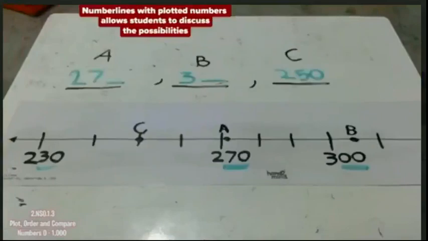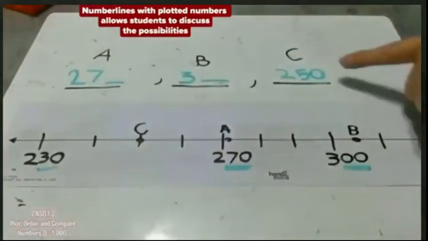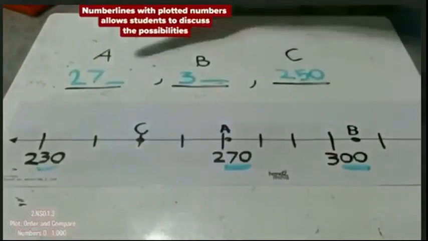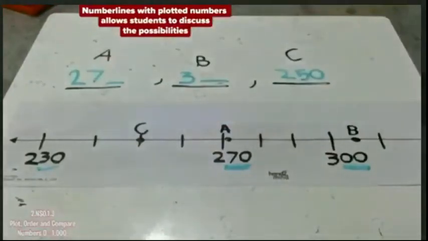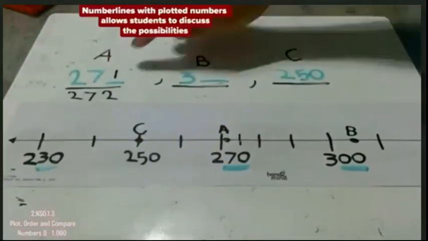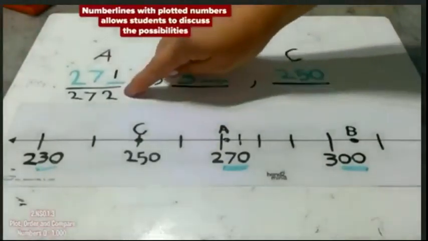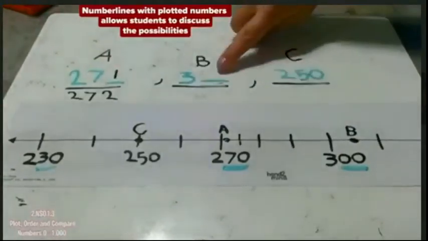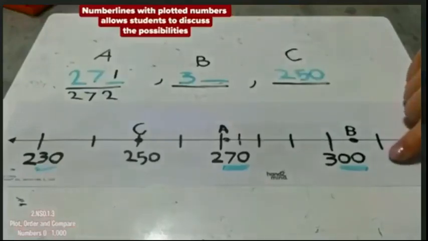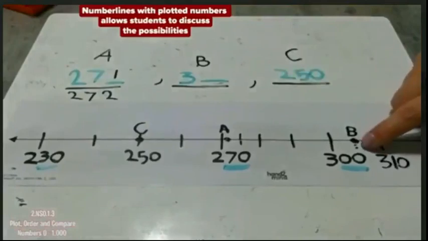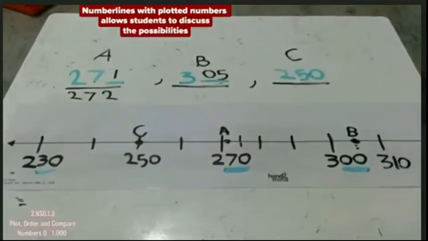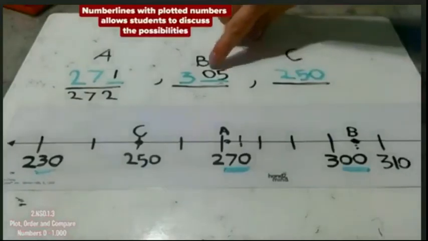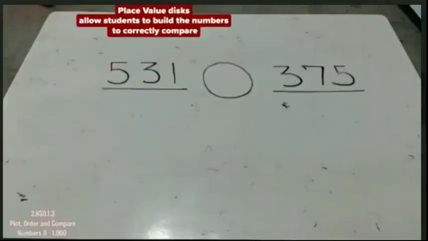In this case, the numbers are plotted for them, so students have to investigate and figure out what these numbers could be. Again, here we're checking for reasonability. So point A could be 271 or 272 because that makes sense. C is already on 250. So looking at B looks like it's halfway. So a reasonable answer would be 305. But again, any number close to that would be acceptable as long as it makes sense.